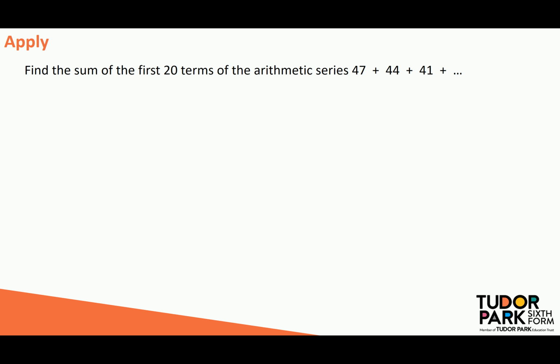To find the sum of the first 20 terms of an arithmetic series that looks like this, I would start off by stating very clearly that the first term here is 47, and I can see that the difference here is going to be minus 3. So what do I then want to do? Well, I would then write down that the number of terms that I've got is 20, so I would then say that the sum to 20 is going to be n over 2 lots of 2a plus n minus 1 lots of the difference. What does that give me?